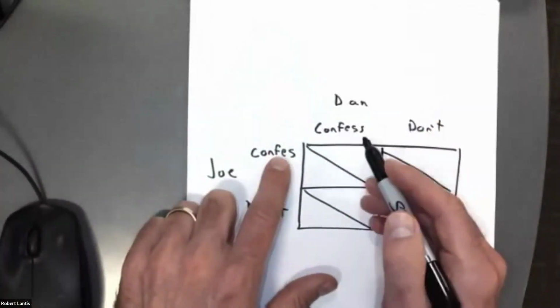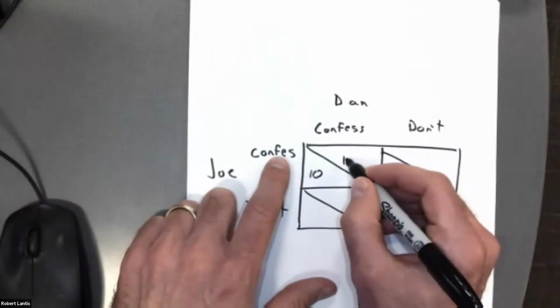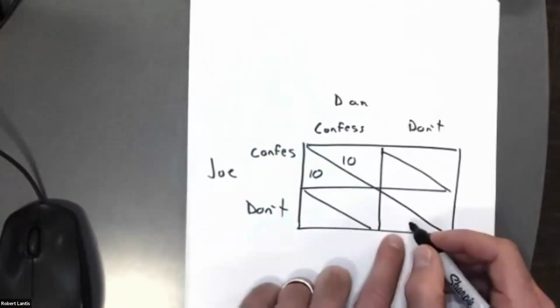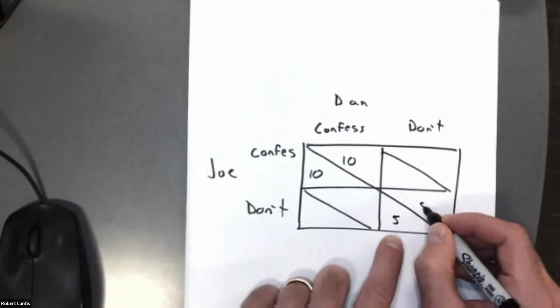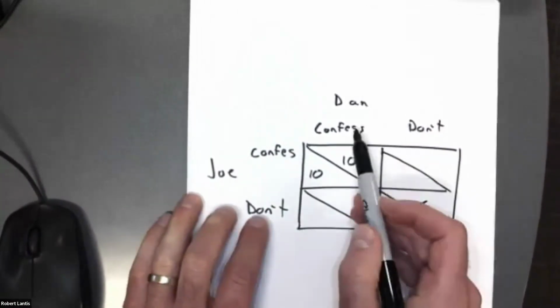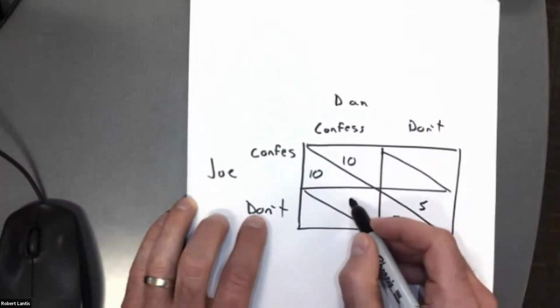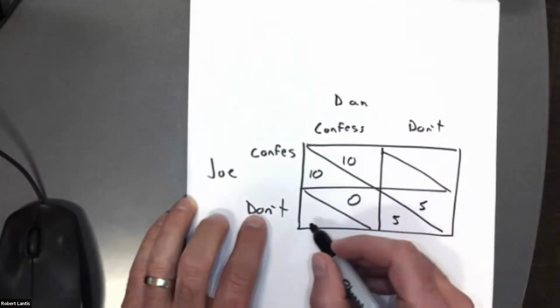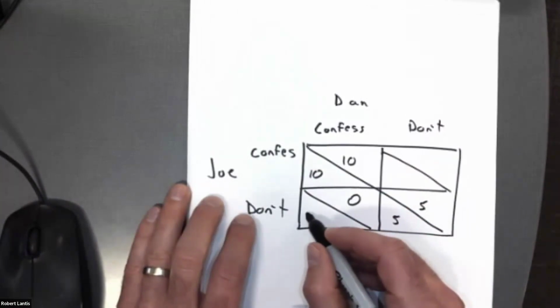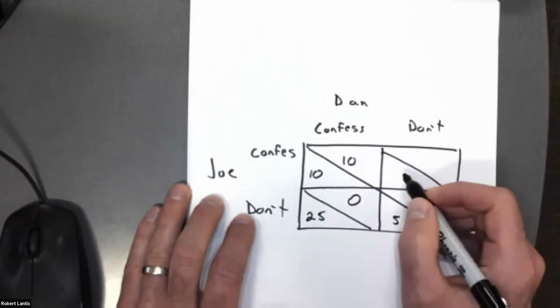So if we both confess, we both get 10 years in prison. If we both don't confess, we both get 5. If Dan confesses but Joe doesn't, that's the situation where the individual who confesses gets to go free, and they pin it all on the other person, who gets 25 years.